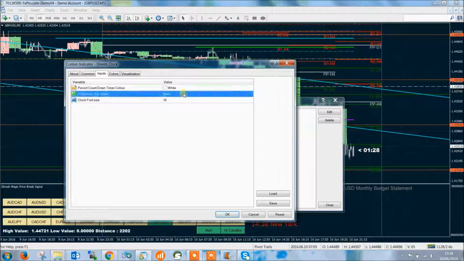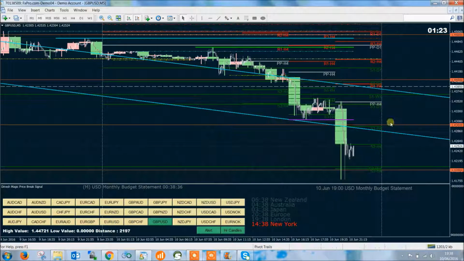Let's see how it behaves if I set it to true. Let's see first of all, and you'll notice it. You can see here the clock moved here. You can change the font size, you can change the color of the clock, however you prefer to have it. So that's the first indicator.